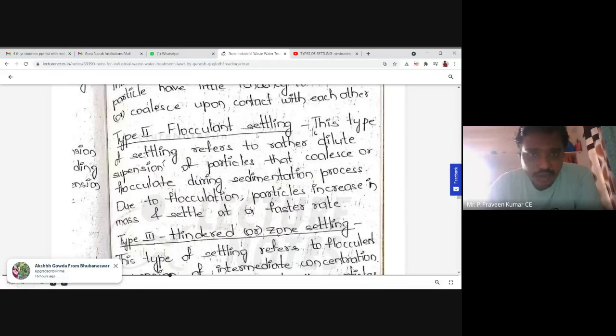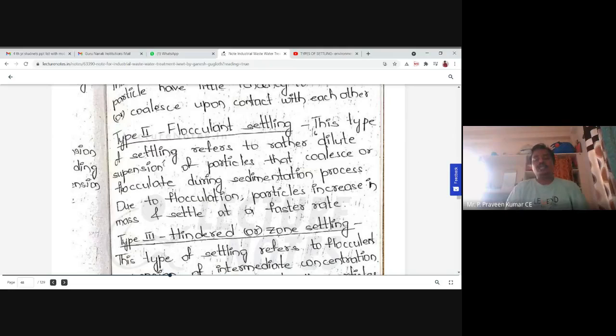Flocculent settling refers to dilute suspension of particles that coalesce or flocculate during the sedimentation process. Due to flocculation, particles increase in mass and settle at a faster rate. So automatically they will be attracted, because the concentration of solid particles in this type is very high. Due to this suspension, flocs are formed, sticking with other particles, and the size and mass of the particles vary.